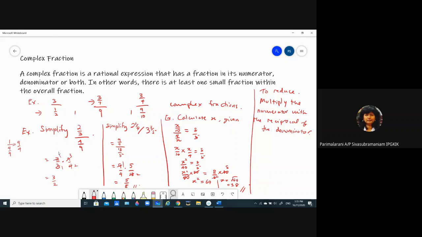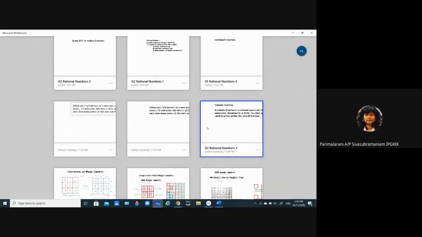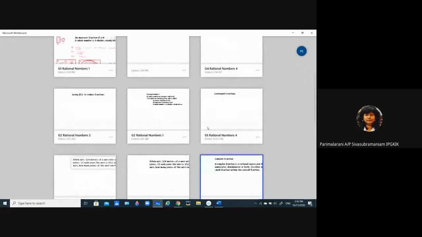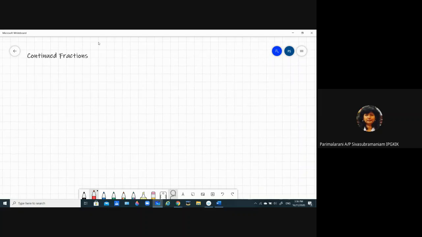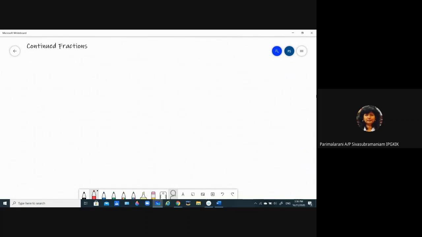Maybe before this we didn't know that this was called complex fraction. So now we know that. Okay. So far so good. Can understand? Okay. Last subtopic. We're going to look at continued fractions. This one you must listen very carefully. It's a little bit difficult. Okay, continued fractions.